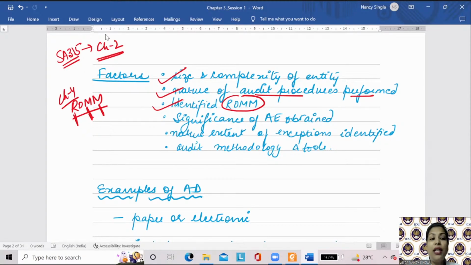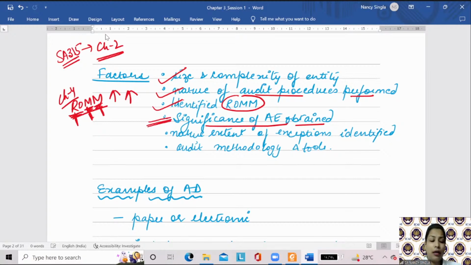So when the auditor identifies and assesses that the risk of material misstatement in the financial statement is high, obviously he is going to perform more audit procedures, thereby obtaining more audit evidence. Next, significance of audit evidence obtained.